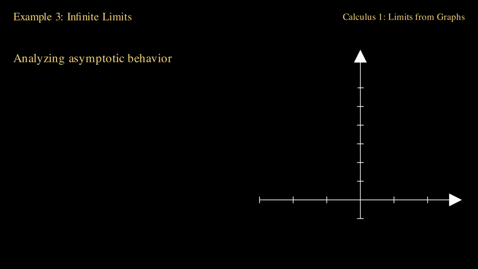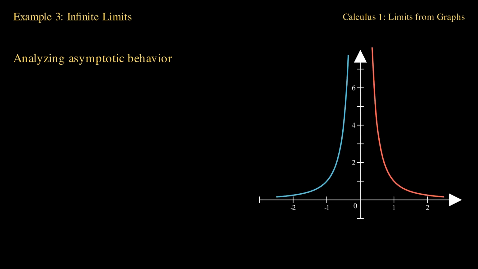For example 3, let us examine a scenario involving infinite limits. Here we see a rational function graphed and a distinct vertical dashed line at x equals 0. This is a vertical asymptote. Watch what happens to the function values as our x-coordinates get closer and closer to 0 from either direction. Let's trace from the left first. As x approaches 0 from the negative side, the graph accelerates upwards, unbound, growing larger and larger without ever stopping. The y values shoot toward positive infinity.